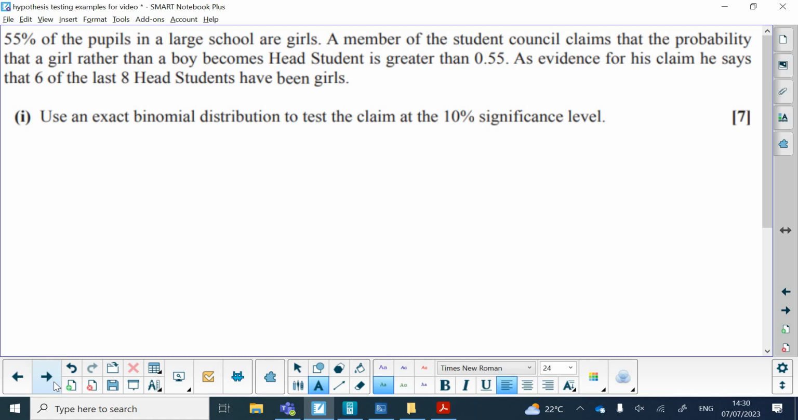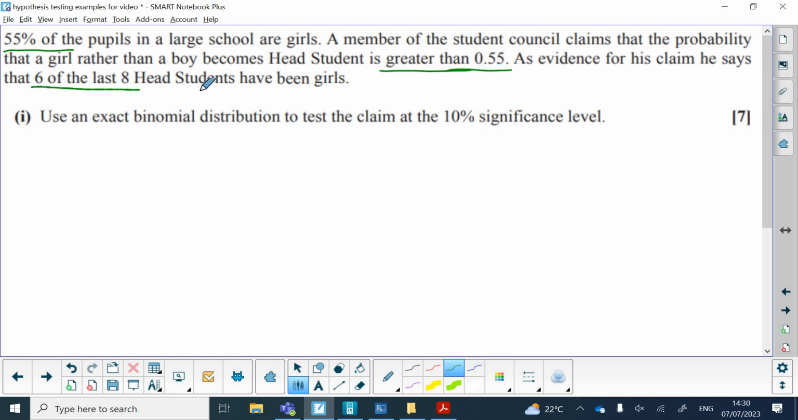Right, so here we have a different situation. Let's see what we've got. 55% of the pupils in a large school are girls. A member of the student council claims that the probability that a girl rather than a boy becomes head student is greater than 0.55. Okay, so that's what we're really interested in, so that will be our alternative hypothesis. As evidence for his claim, he says that 6 of the last 8 head students have been girls. Use an exact binomial distribution to test the claim at the 10% significance level.